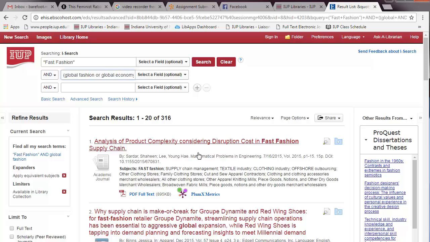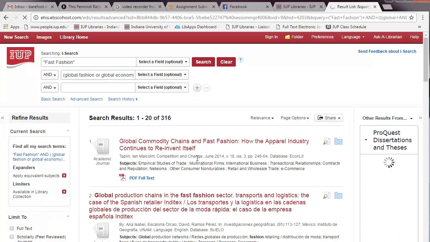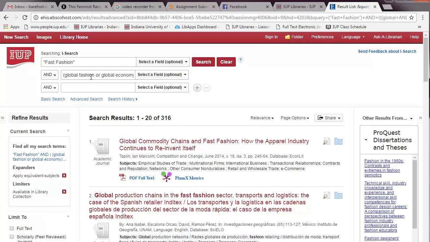You, again, don't put parentheses around an entire search statement. Instead, what you do is you put it around some words that you're combining with or. This tells the computer, I want either the words global fashion or global economy, and I want you to combine one of those two with fast fashion. So now let's see what this does to the search. We still only have 316, so let me see if I can do this so that it'll actually give me more.